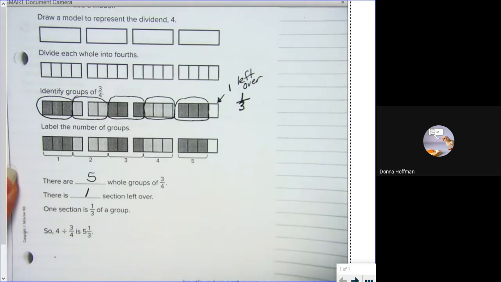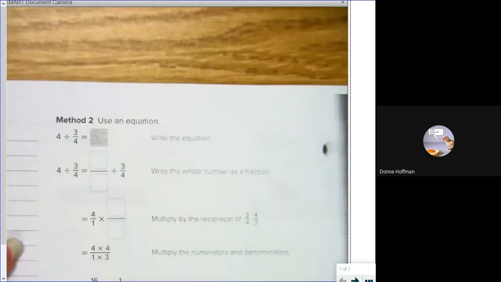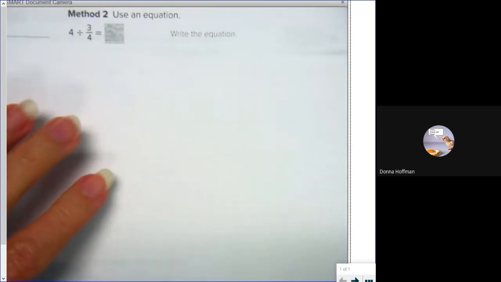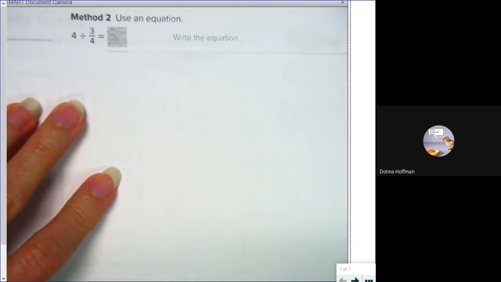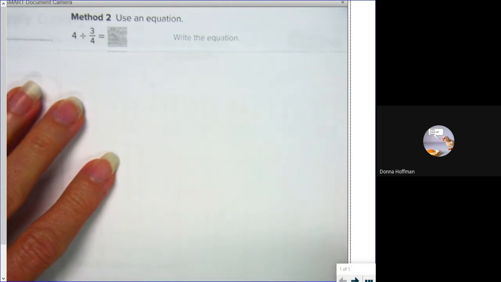So on page 46, we're going to do this using the algorithm. Let me cover this up. It's just a little bit too much at one time. Here's the same equation, 4 divided by 3/4 of an hour. Each activity was 3/4 of an hour. They want to know how many activities they can do. Well, they can do 5 full activities, but then that 1/3, they're not going to have enough time to do another activity.